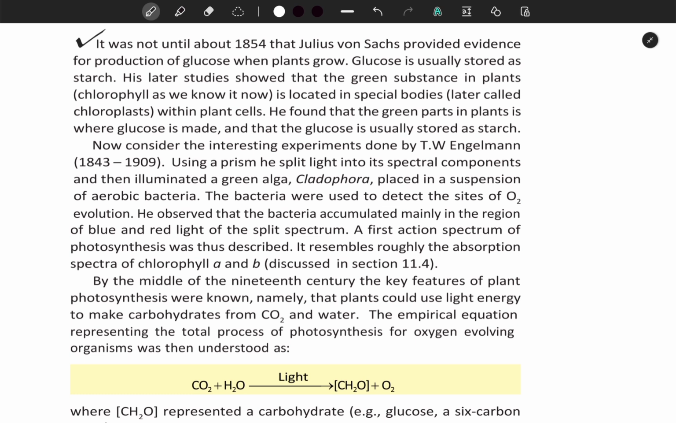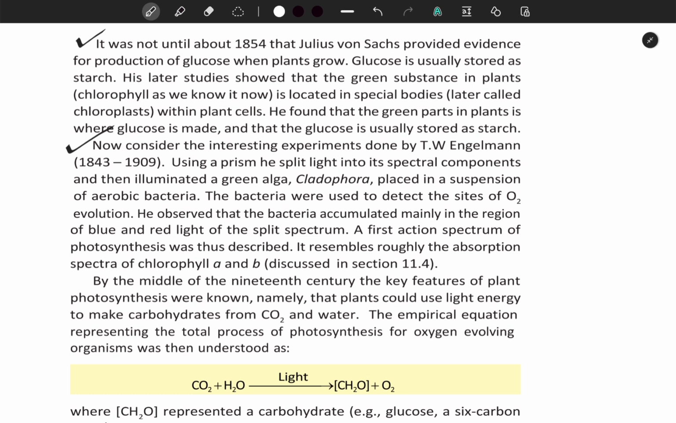He found that the green parts in plants are where glucose is made and that the glucose is usually stored as starch. Now consider the interesting experiments done by T.W. Engelmann in 1843 to 1909. Using a prism, he split light into its spectral components and then illuminated a green alga, Cladophora, placed in a suspension of aerobic bacteria. The bacteria were used to detect the sites of O2 evolution.